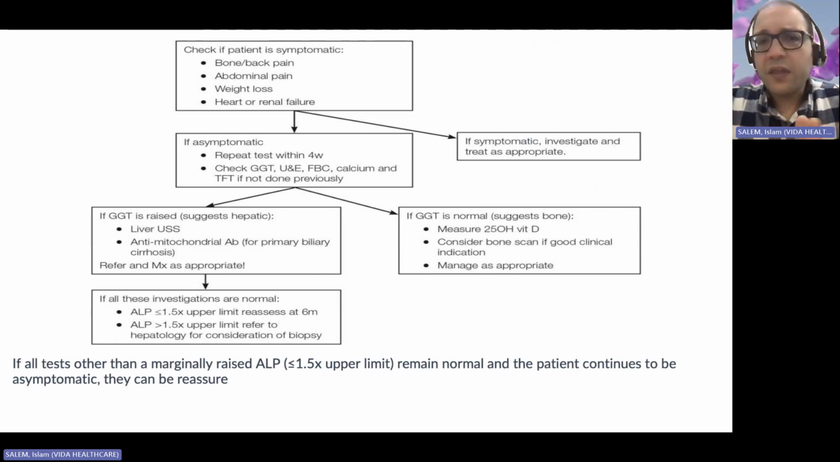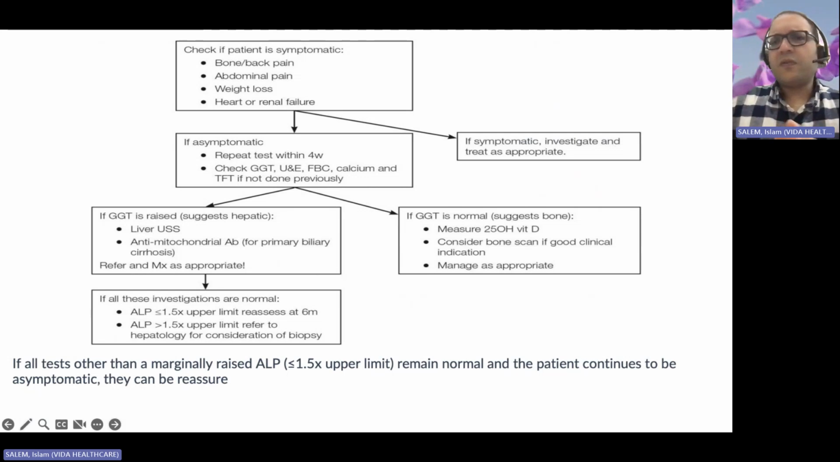So then what is the next step? The next step, if the patient is symptomatic, we will treat accordingly. If the patient is asymptomatic, as we usually do in GP land, we need to repeat the blood test to see the trends of the blood. Repeat it within 4 weeks, and at that time, with the repeat blood test, you need to make your differential. Is there a pathology happening there? So the GGT.